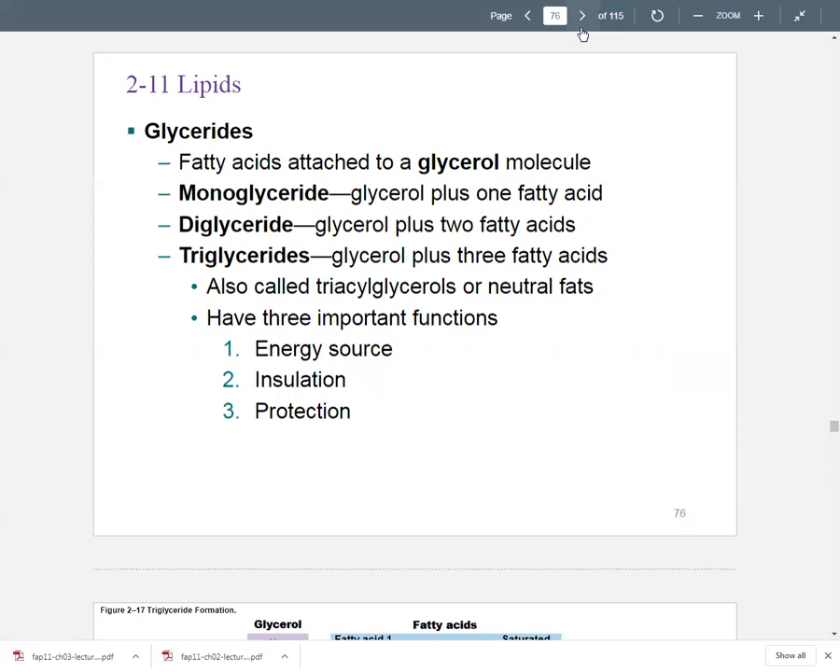And anytime you see -ol at the end of a word, it's an alcohol. So, most people, when they hear alcohol, they think of ethanol, the alcohol that people drink if they're over 21, if they choose to. But really anything with a hydroxyl group at the end is an alcohol. And so glycerol is one example.